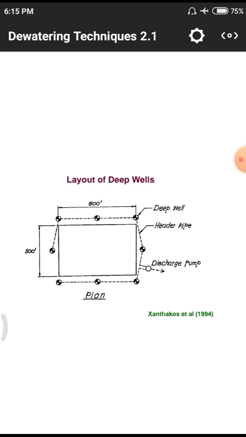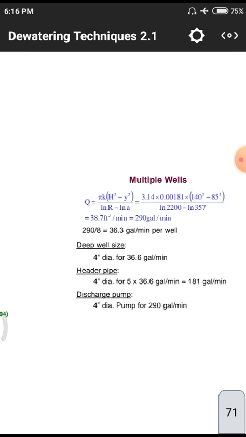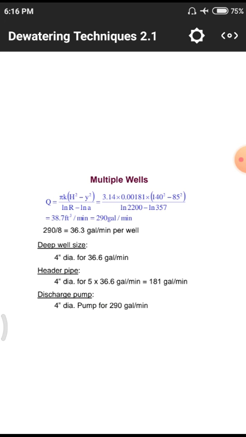Layout of the deep wells means the plan of how we need to arrange these deep wells in a sequence. For that we need to connect them one to one using synthetic materials. Why? Because synthetic materials have the capability to carry the water from one field to another, that means from one well to another well. Definitely there may be a connection. This is the multiple well formula.